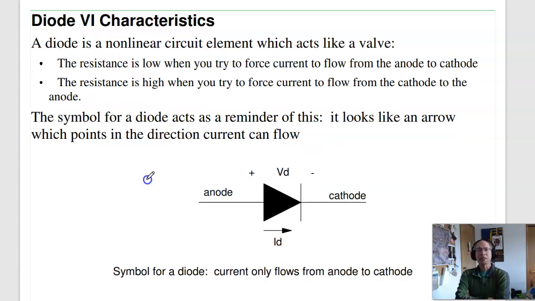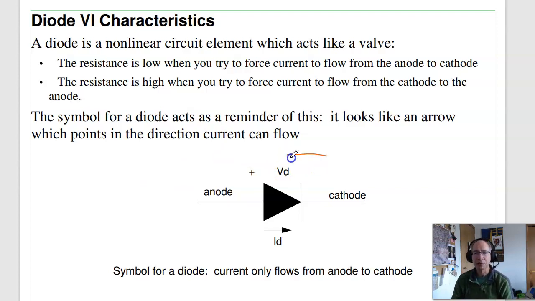For this class, let's look at just a very specific example. Let's just look at a diode. Now, a diode is a nonlinear element that acts like a valve. It has high resistance when I try to have current go backwards. If I try to make current go forward, it has low resistance. So it's like a variable resistor. It allows current to only flow one way. The symbol for a diode is kind of a reminder. Current goes anode to cathode, left to right. It doesn't go backwards.